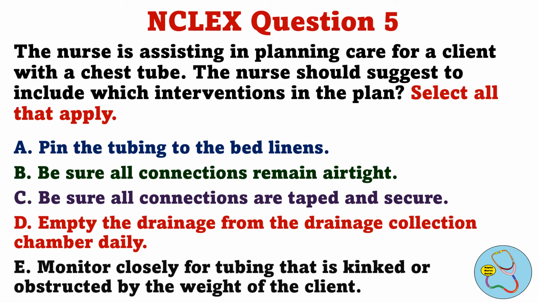Question 5. The nurse is assisting in planning care for a client with a chest tube. The nurse should suggest to include which interventions in the plan. Select all that apply. A. Pin the tubing to the bed linens. B. Be sure all connections remain airtight.